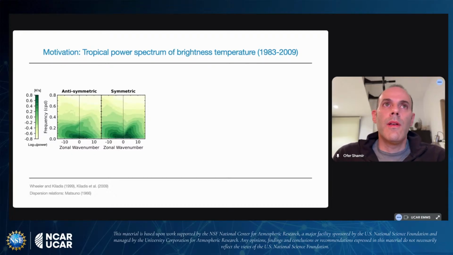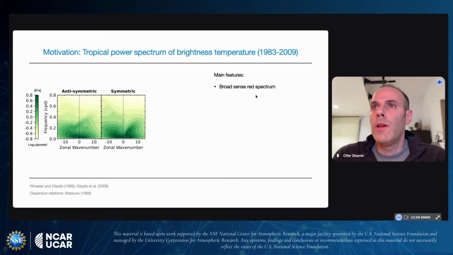Now, some of the interesting features of the power spectrum: first, what we call a broad sense red spectrum, in the sense that the power decays away from the origin in both wave number and frequency. There is also what I call a symmetric bias, in the sense that in all sorts of metrics, there is more power in the symmetric component than the anti-symmetric component. And likewise, there is a westward bias, in the sense that in several metrics, there is more power in the westward propagating variability, or negative zonal wave numbers.